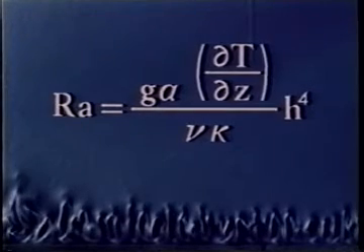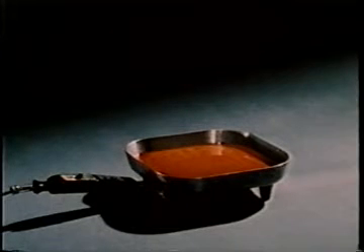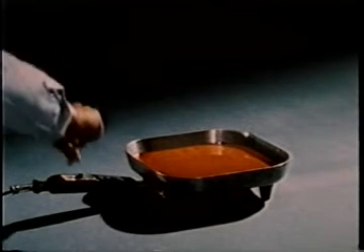Here is a layer of fluid heated from below and cooled by the air above. I increase the Rayleigh number by heating the bottom. The time scale in this scene is speeded up. As the Rayleigh number goes beyond critical, instability sets in the form of Bernard cells. Let us look at that again.